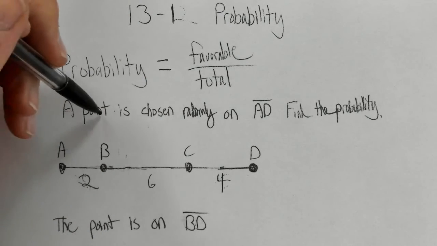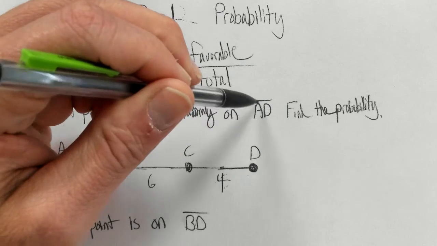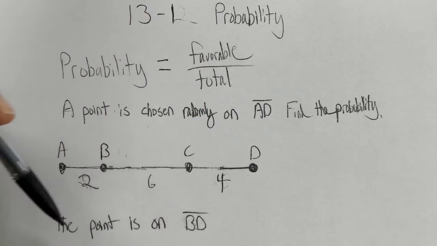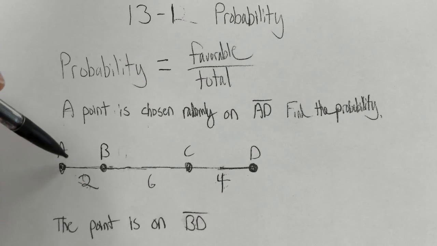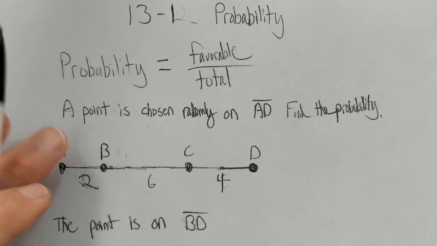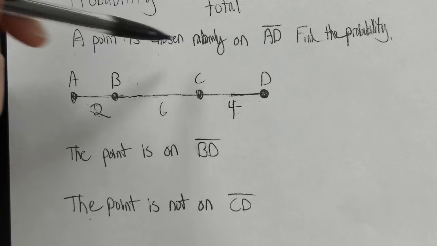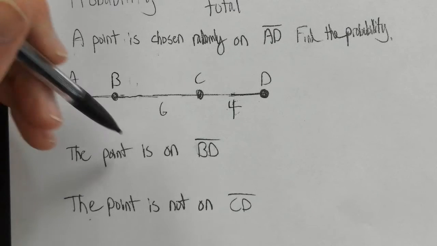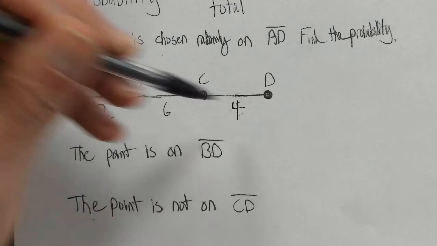Okay, so what we're asked to do on the first problem is find a point chosen randomly on segment AD, and we want to find the probability of various things happening. So here's my segment. I have 4 points on here, and the lengths between those points are given to us. So I want to find the probability that a point chosen randomly on here is on segment BD.